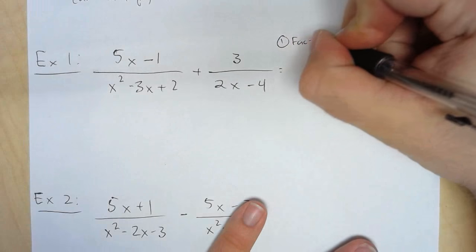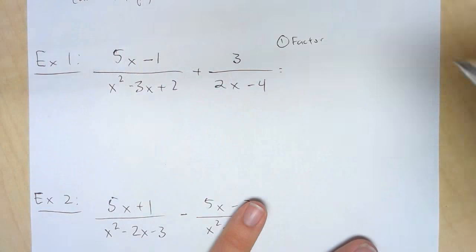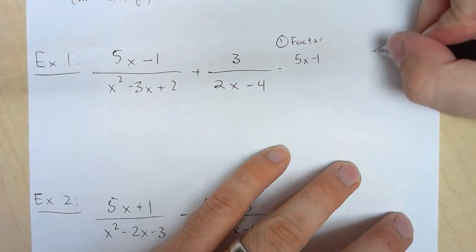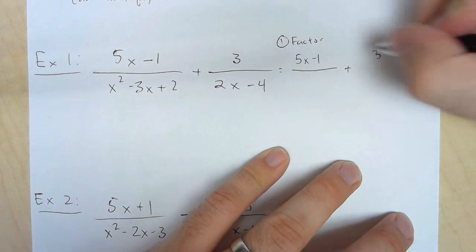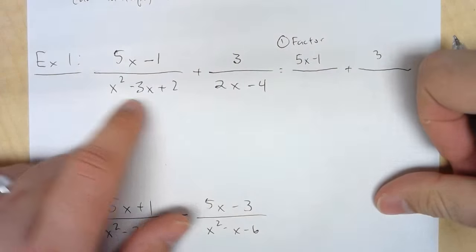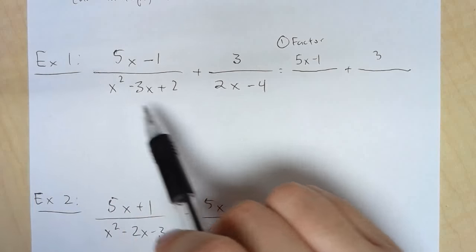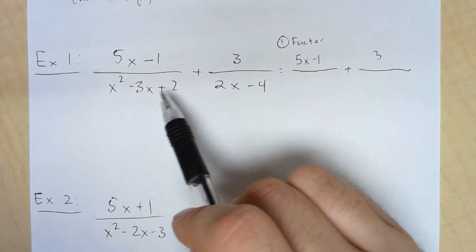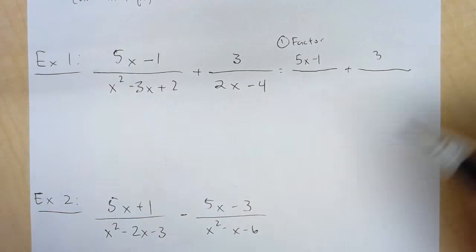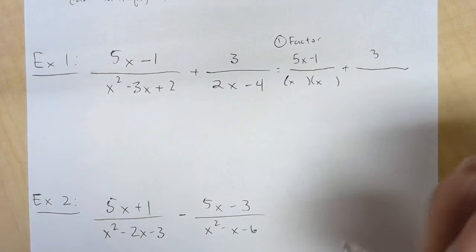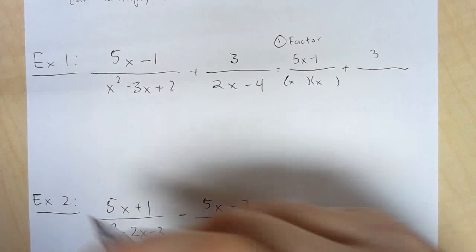So let's factor. The top, 5x minus 1, we can't factor, and 3 we can't factor, but the denominators of each of these are factorable. There's a trinomial and there's a binomial, so let's factor this trinomial first. We need to multiply to be 2 and add to be -3. So x and an x. What multiplies to be 2 and adds to be -3?